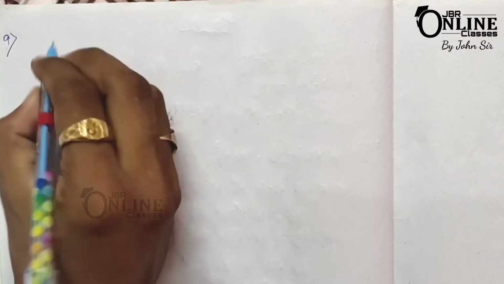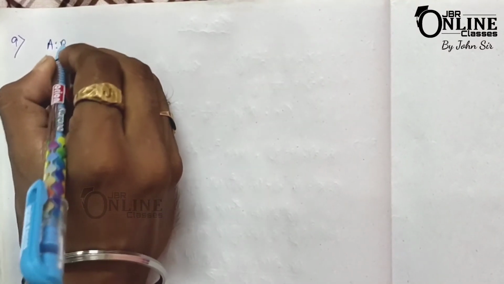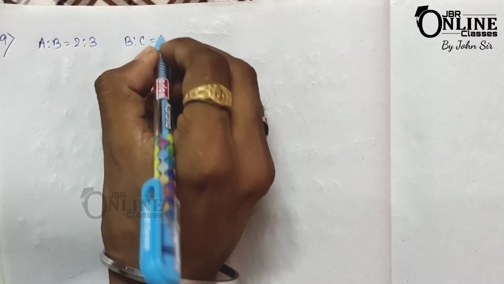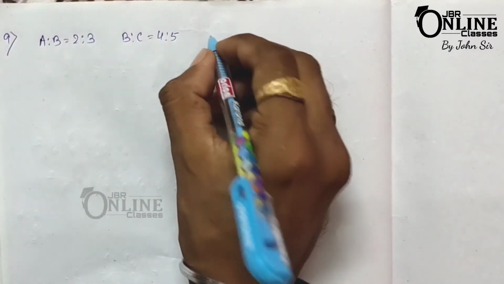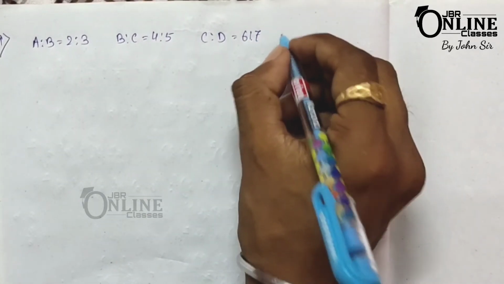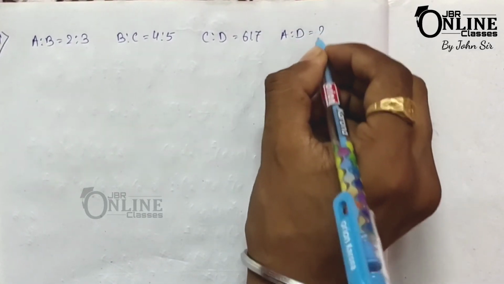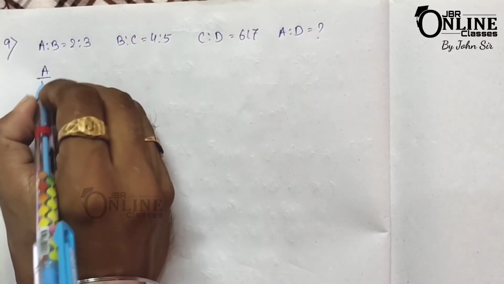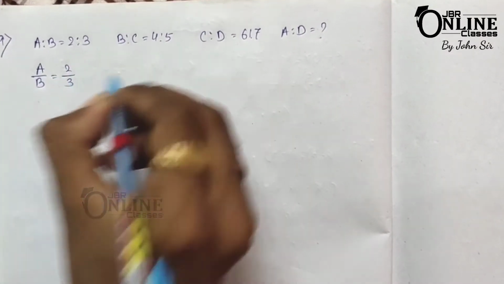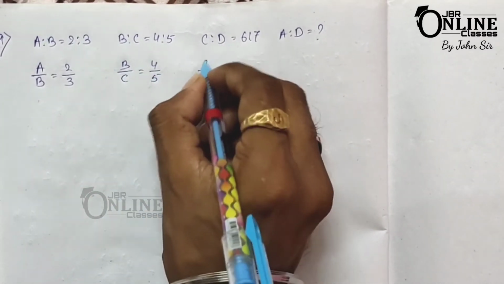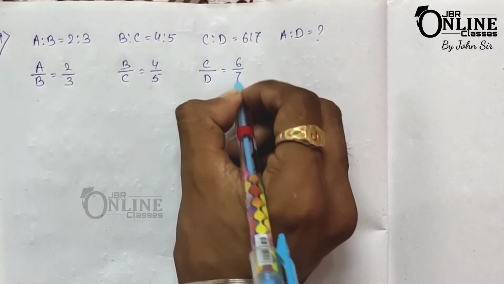Sum number 9. In sum number 9, if A is to B equals 2 is to 3, then B is to C equals 4 is to 5, and then C is to D equals 6 is to 7, you have to find out A is to D. Okay, you have to find out A is to D. Now first write down A by B as 2 by 3, then write down B by C as 4 by 5, and then finally C by D equals 6 by 7.